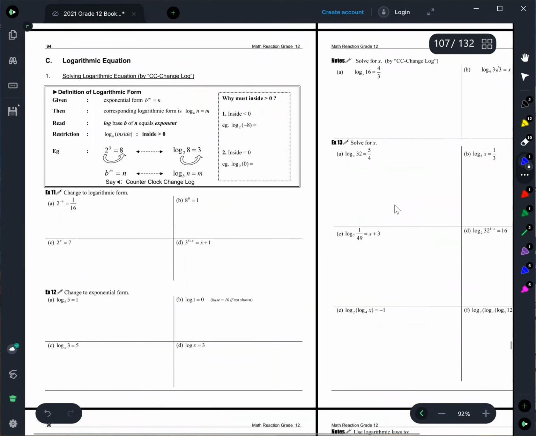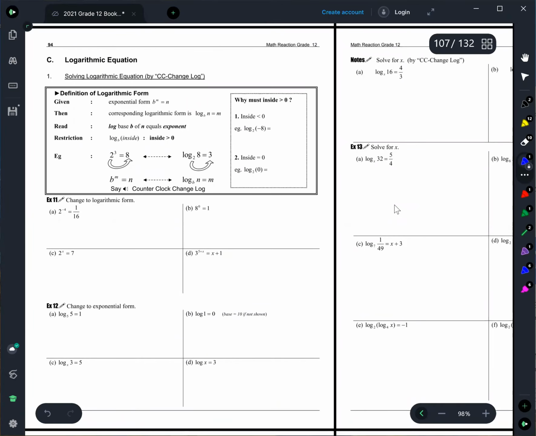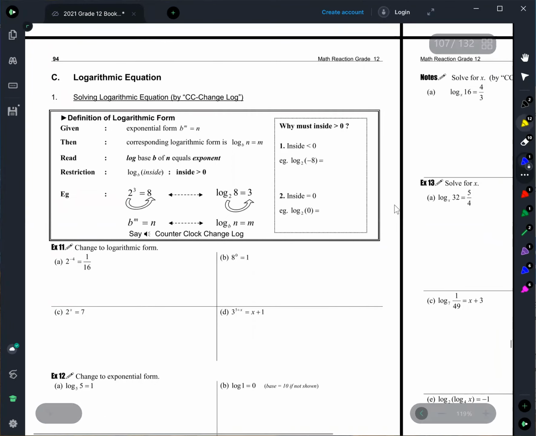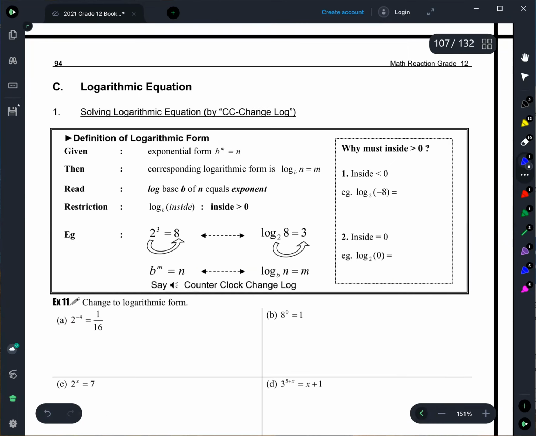Okay, this part is an introduction to what log is. Just like exponents, it's a notation. You have a base, you have an exponent, and it represents multiplications. Same with log. It takes some time to get used to a new notation, so that's what this page is for, to help you get used to the new symbols. First, this part is called solving log equations by CC change log. I'll explain what that means.